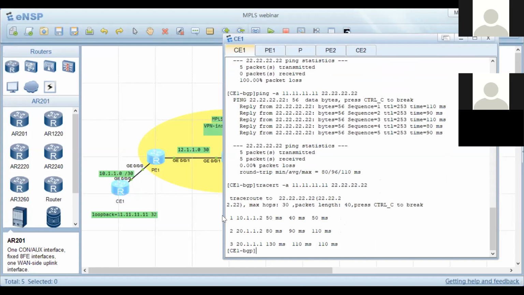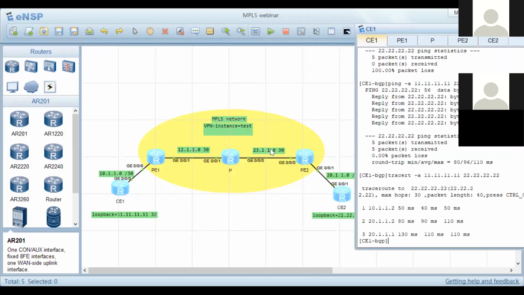Here is why we say MPLS is secure. As you can see, it touches the 10.1.1.2 interface directly. That means this interface, and it doesn't cross any of this router's IP addresses, that means the 12.1.1.0 or 23.1.1.0 network. It directly jumps to the 20.1.1.0 and next hop of 21.1.1.1. This makes it secure, and as you can see, it's fast.